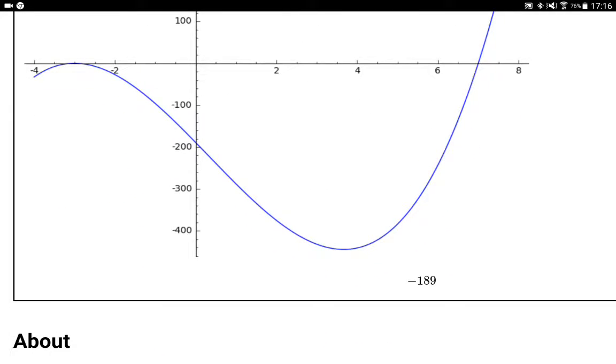Okay, the next thing is, can we find local mins and maxes? That's what was new this time. So we know the domain, all real numbers. We know the range, all real numbers.